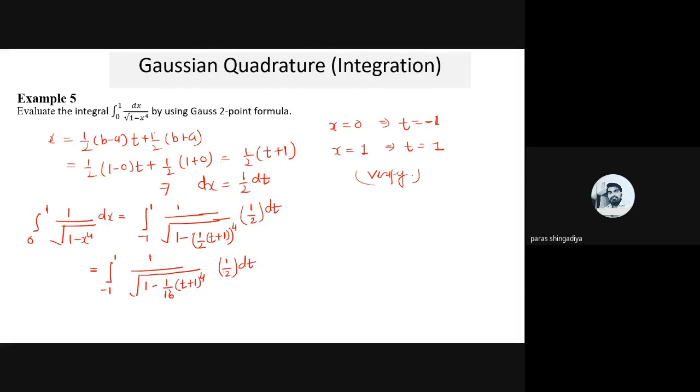Clear? And now here take 16 as LCM in this bracket, in this root. So it will be minus 1 to 1, 1 upon square root of 16 take as LCM, let us write it down here, is equal to minus 1 to 1, 1 upon square root of (16 minus (t plus 1) with the power 4) divided by 16.